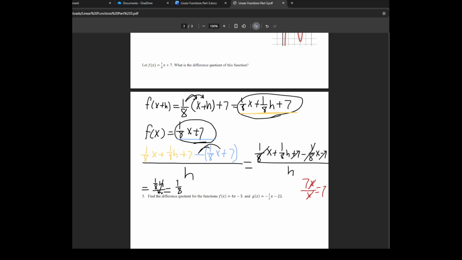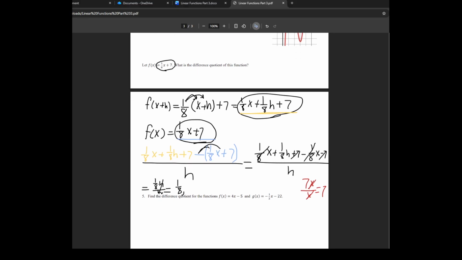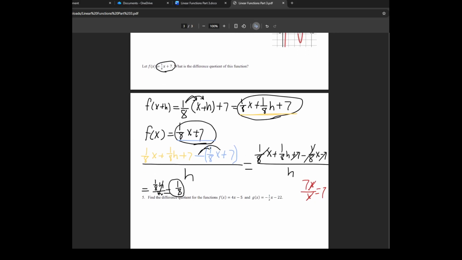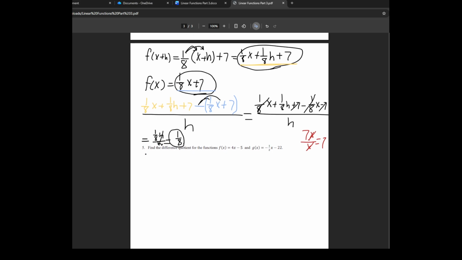What this is saying is that any given point on the function 1 over 8x plus 7 has an instantaneous slope of 1 over 8, or has a difference quotient of 1 over 8. I guess this is a linear equation, so it makes sense that the slope is the same the entire way through. Number 5 will be your homework. You'll have to find the difference quotients for these two functions right here.